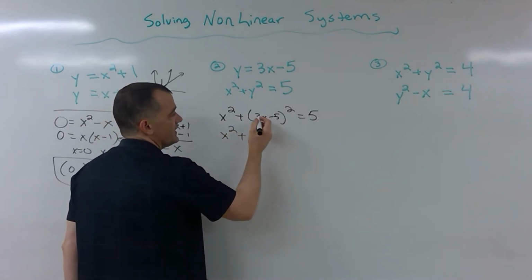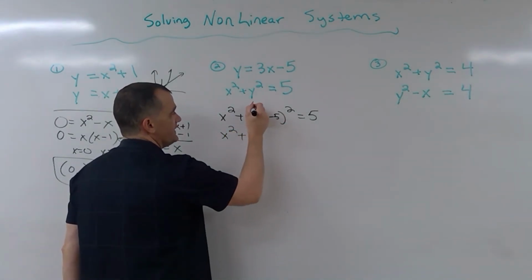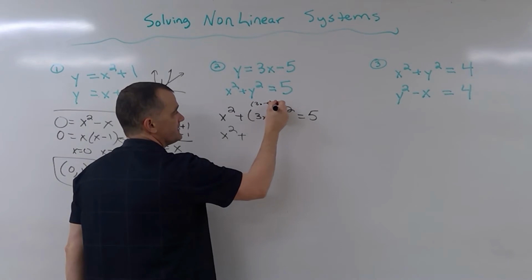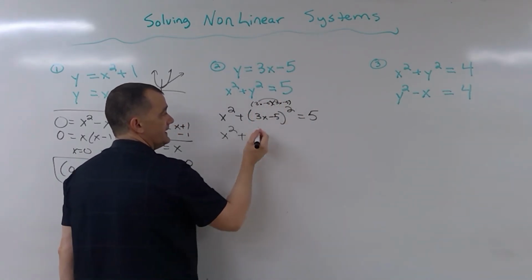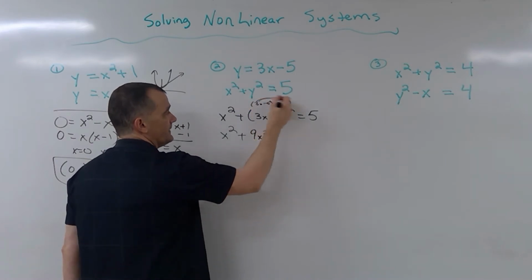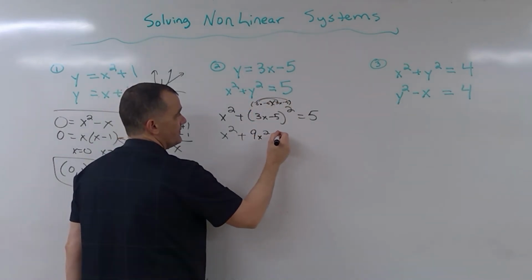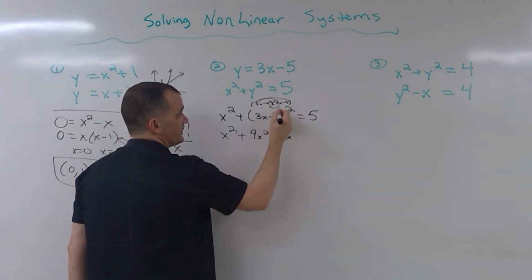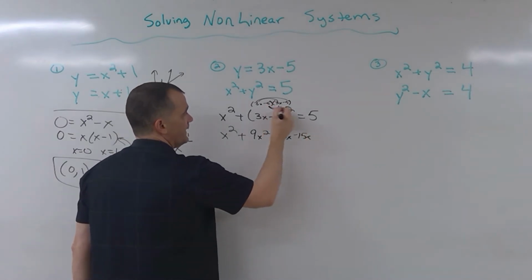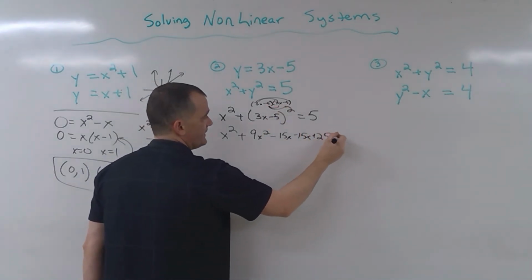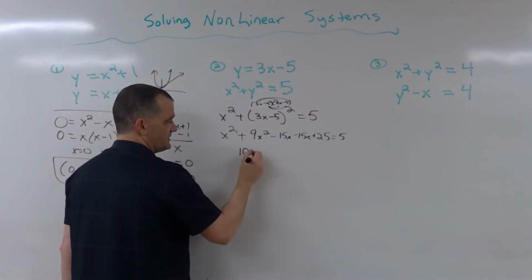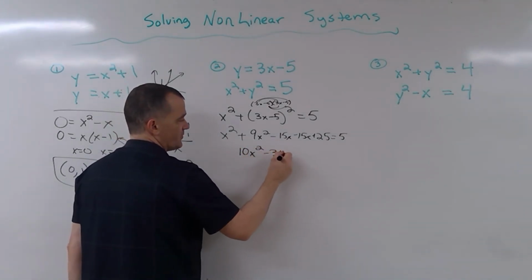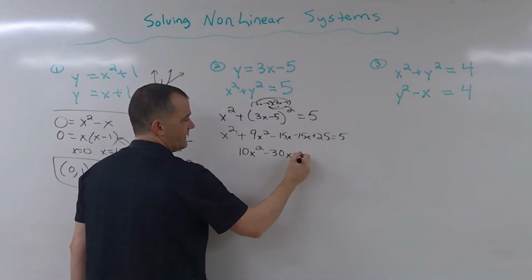x squared plus (3x minus 5) squared. (3x minus 5) squared is (3x minus 5) times (3x minus 5), which when using FOIL is 9x squared. The outer is minus 15x, the inner is minus 15x, and the last is positive 25, equaling 5. So now let me combine all my like terms. This is 10x squared minus 30x, and let me subtract 5 on both sides.